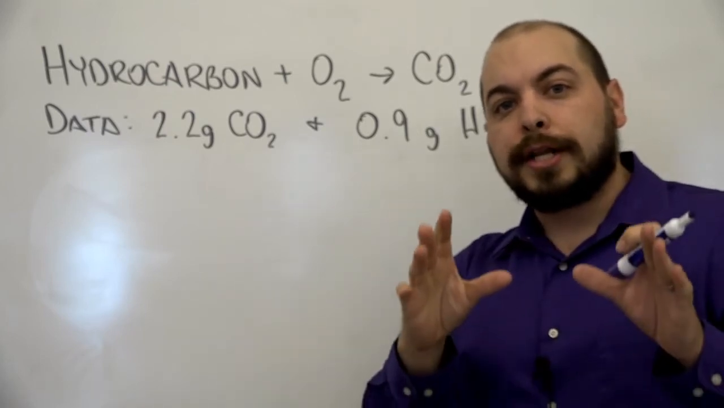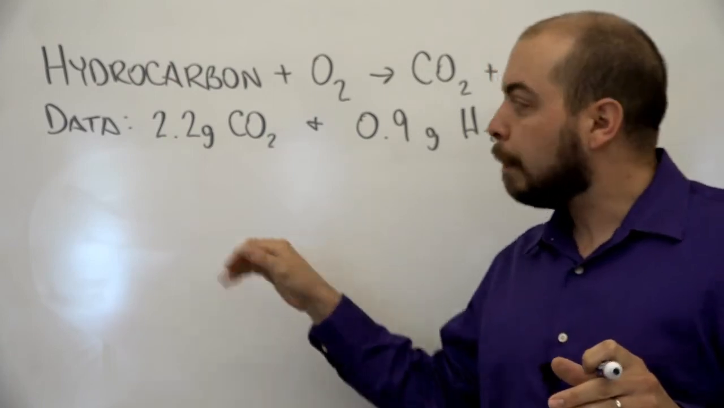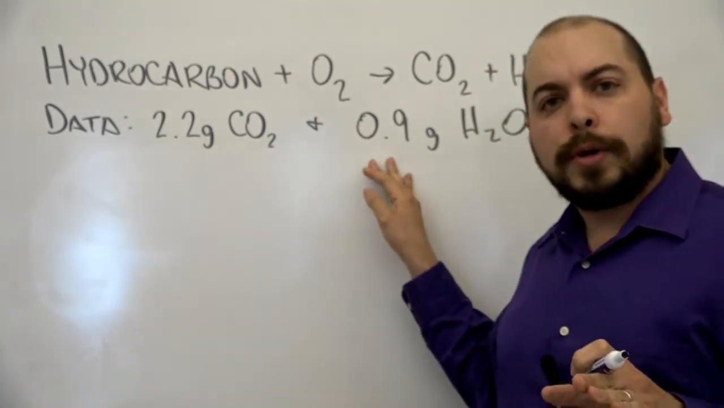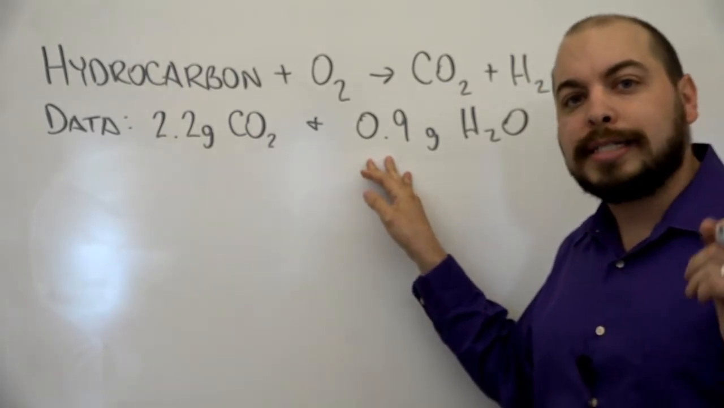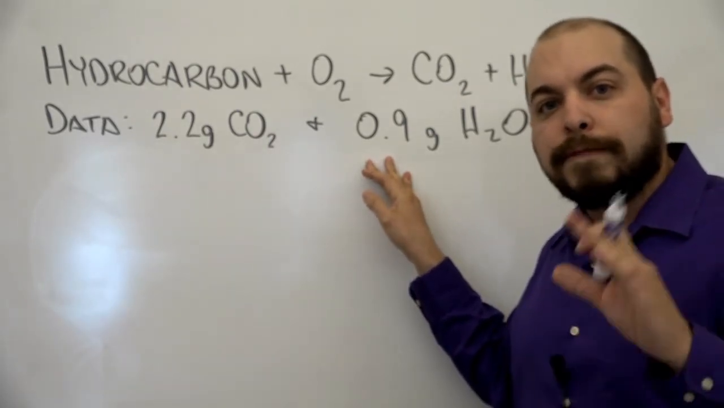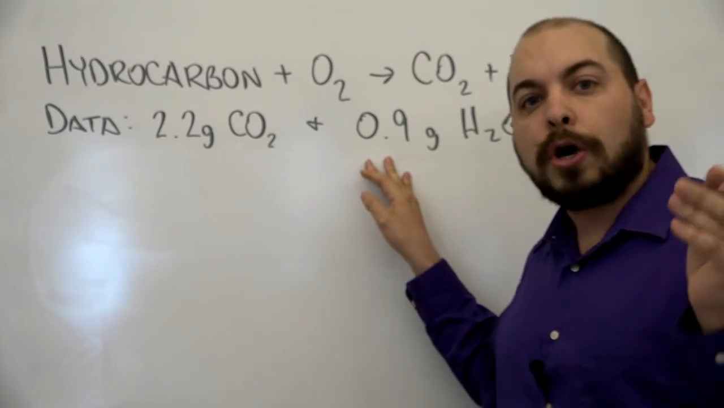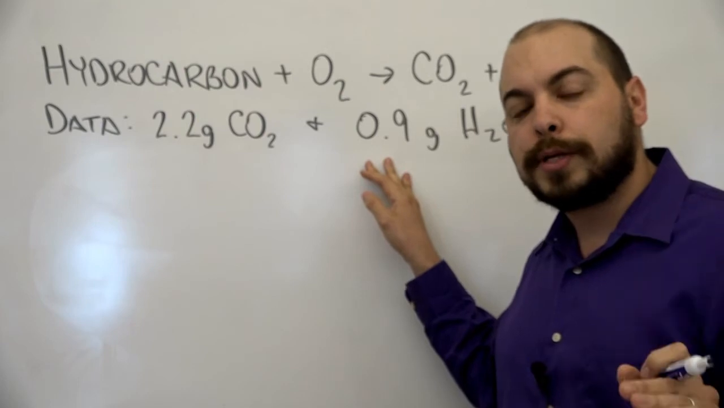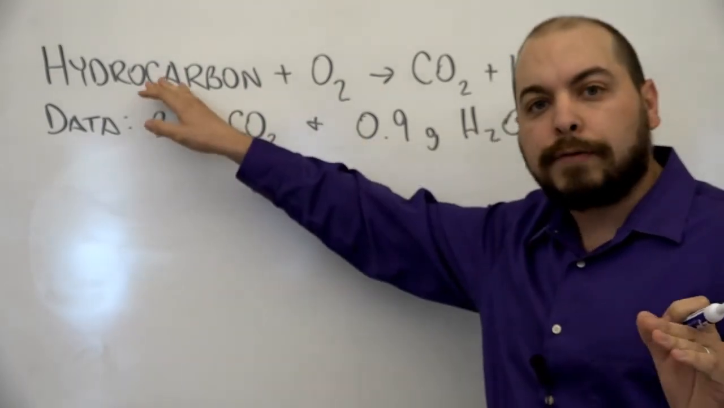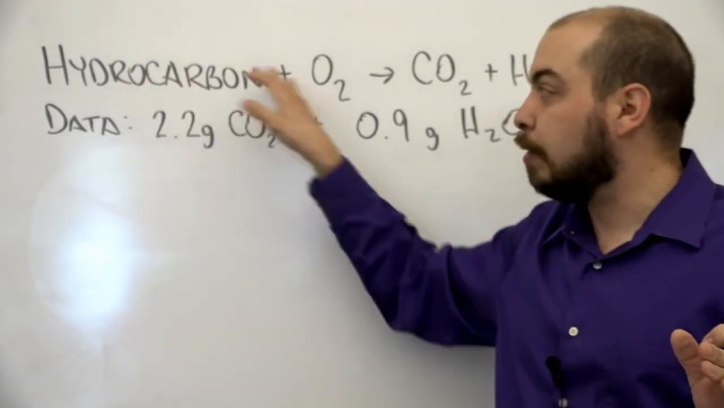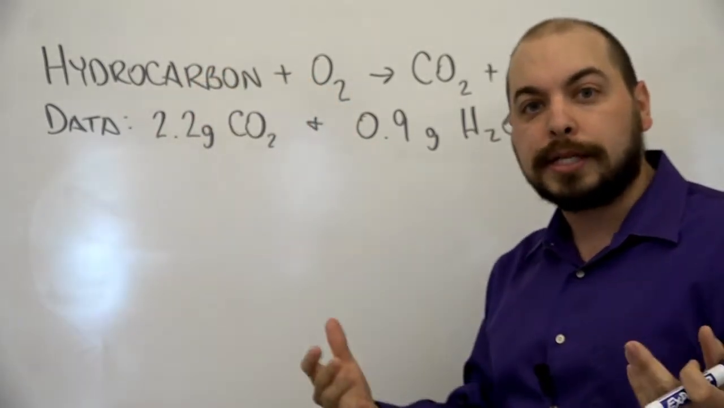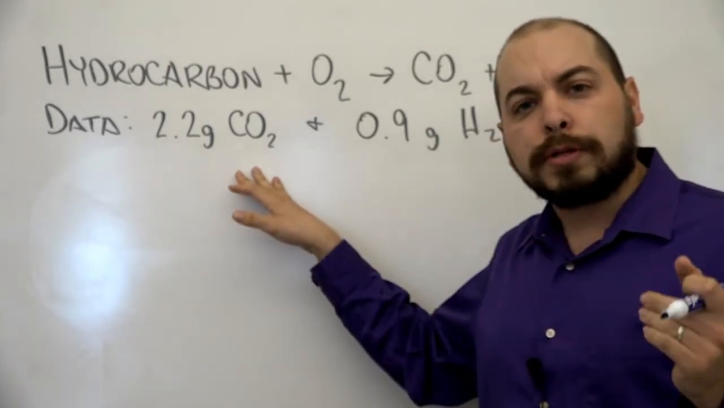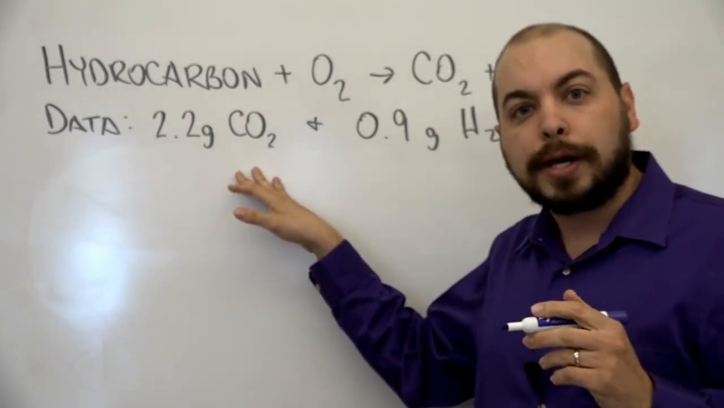Now, for the combustion analysis, we're given experimental data that 2.2 grams of carbon dioxide and 0.9 grams of water were collected as a result of this reaction. The first thing we need to do is figure out how much carbon was produced in this reaction, because any carbon produced in this reaction must have originated from the hydrocarbon. And the reason is because in the reactants, that's the only location carbon exists. So we can go from grams of carbon dioxide produced to moles of carbon. So let's do that stoichiometry right now.